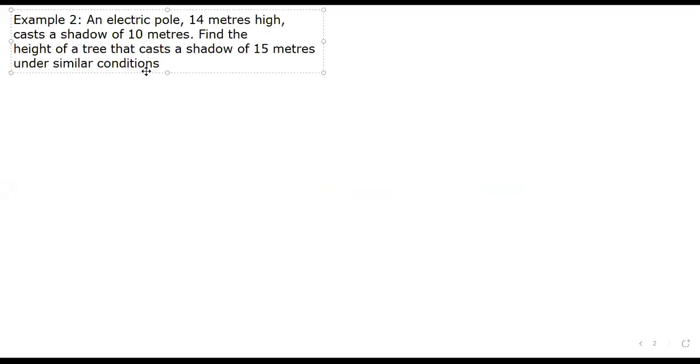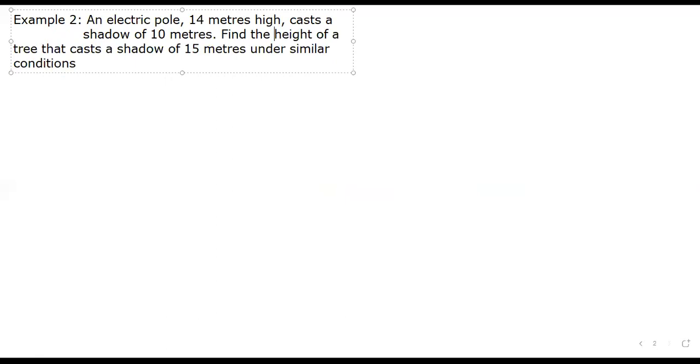Now you see, an electric pole 14 meters high casts a shadow of 10 meters. Find the height of a tree that casts a shadow 15 meters under similar conditions. What do you think? What happens under similar conditions?